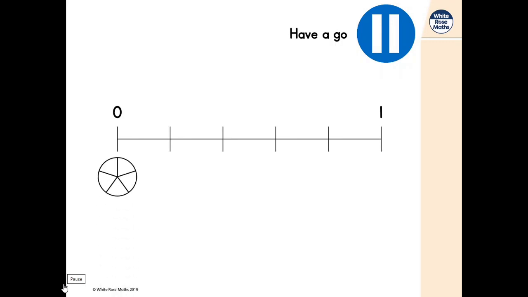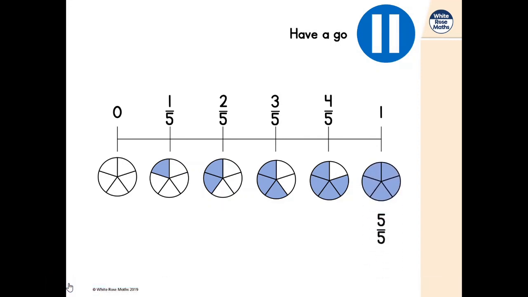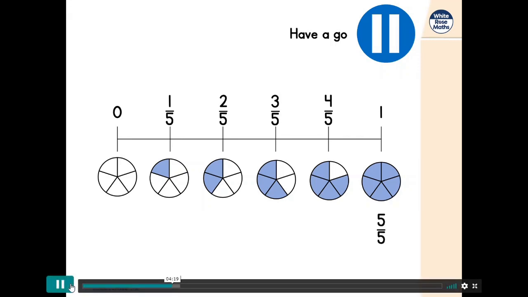Using a circle, we would be able to show 0 as a circle divided into 5 equal pieces, but we have 0 filled in. How would we label 1/5 as a fraction and as an image? Exactly. 1/5 would be one of the 5 equal pieces shaded in. What would come next? 2/5, and here we can see 2 of the 5 equal pieces shaded in. Then we can show 3/5 and 4/5, and then let's show 1 whole. We show 1 whole by coloring in all 5 of the equal pieces. This would be represented as 5/5.